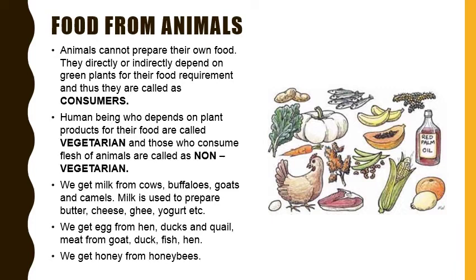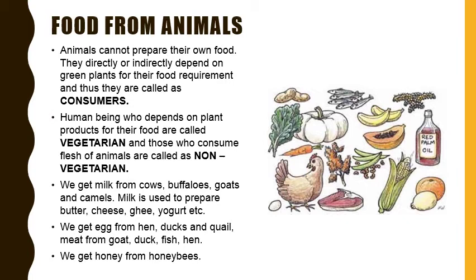We get milk from cow, buffalo, goat, and camel. Milk is used to prepare butter, ghee, cheese, yogurt, etc. They are called processed food. We get eggs from hen, duck, quail, and meat from goat, duck, fish, hen. We get honey from honeybees.